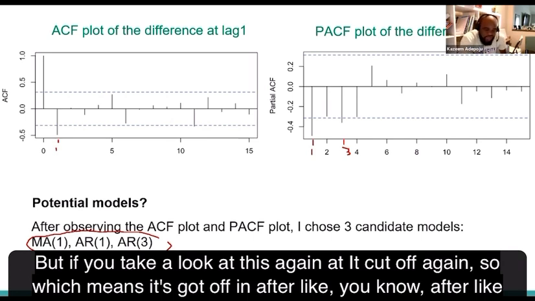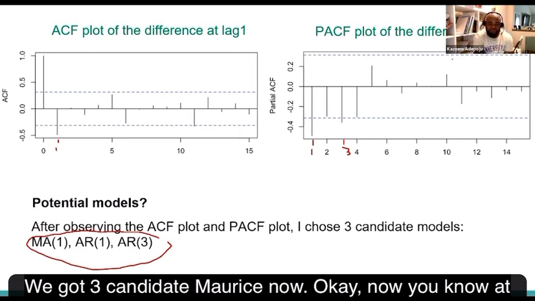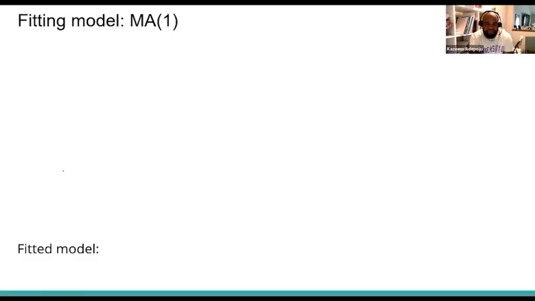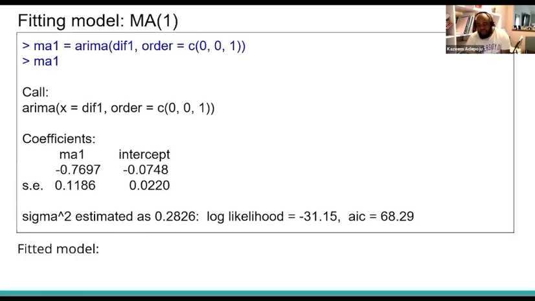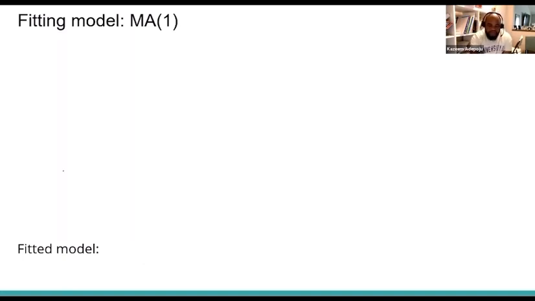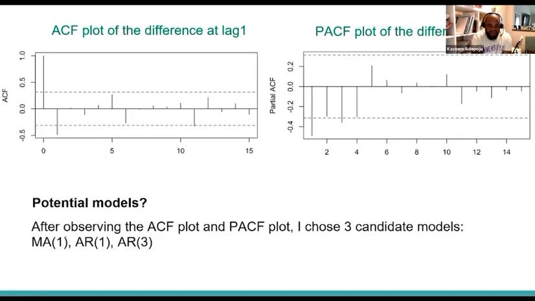And you know what, we got 3 candidate models now. At times in statistical analysis, we could have more than one model. And of course, we have criteria to identify which one is the best. We're going to fit each of them to our data set. Don't forget, we're going to start by fitting the MA of order 1.